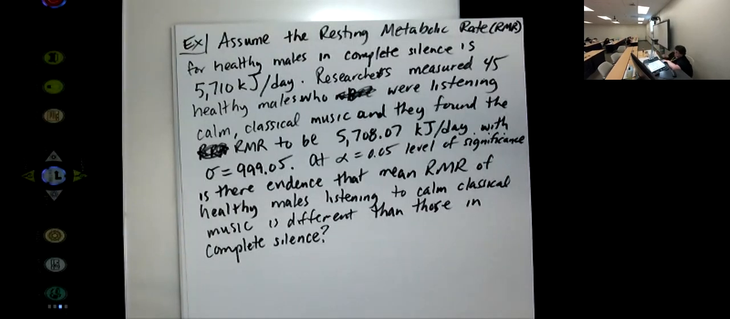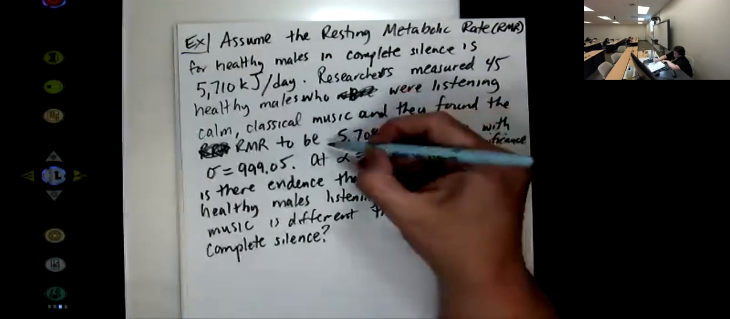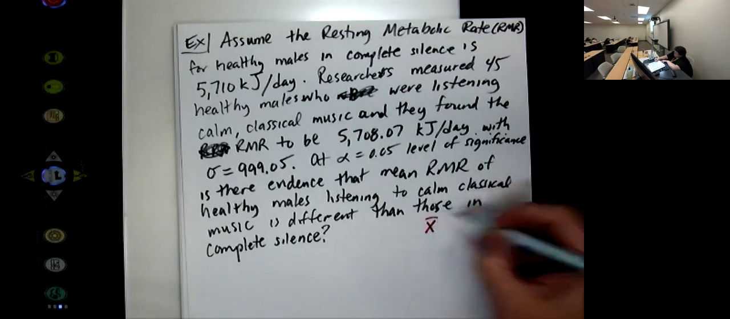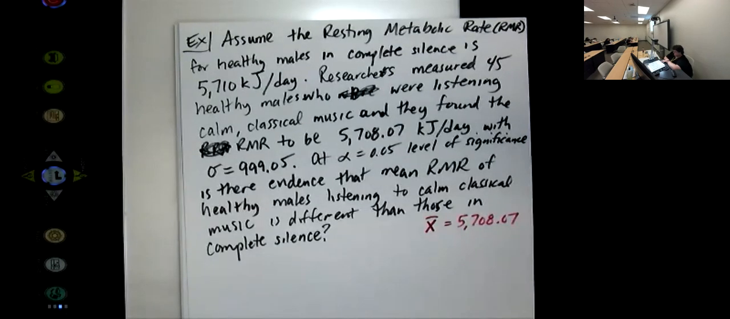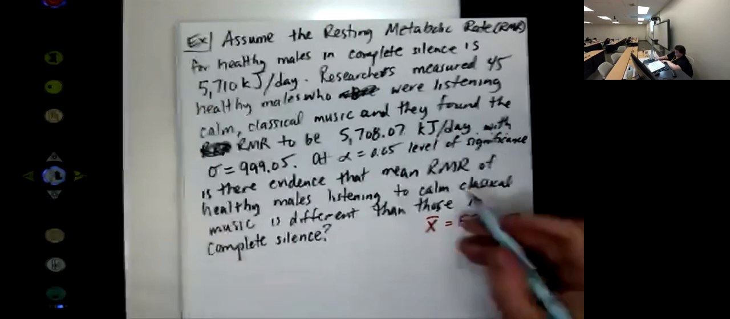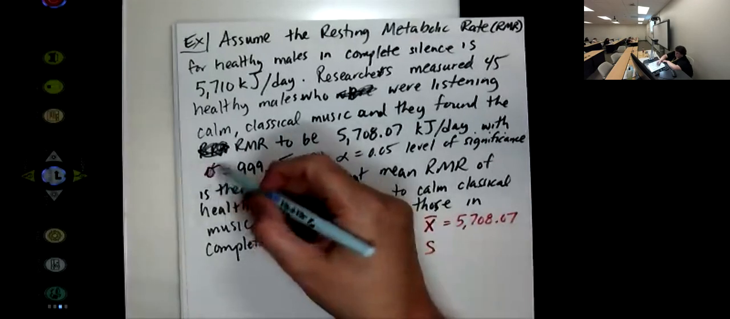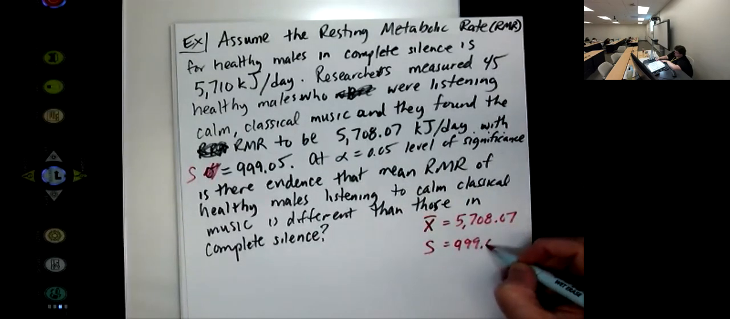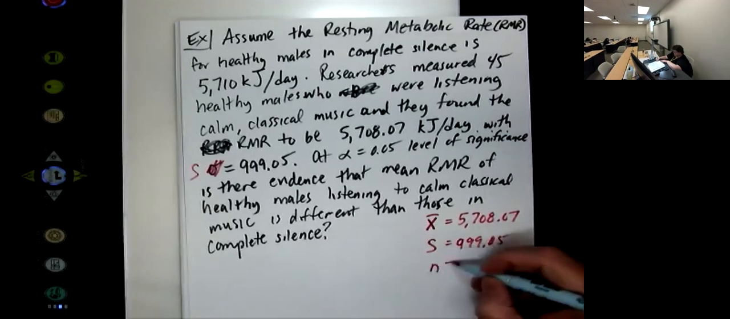So this is a one sample. There's only one group of people being studied, and it's asking about the mean. The sample mean is 5,708.07. Standard deviation, I wrote sigma, that should be S, is 999.05. And they surveyed 45 people.